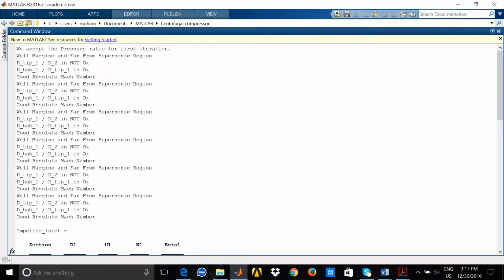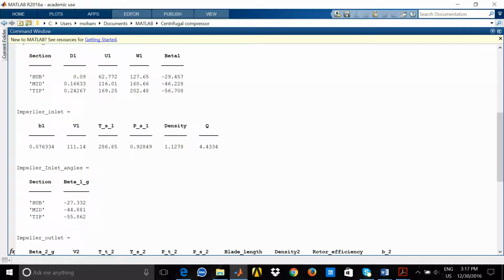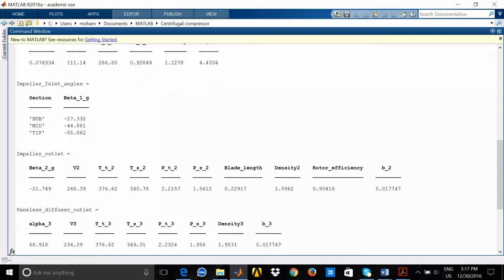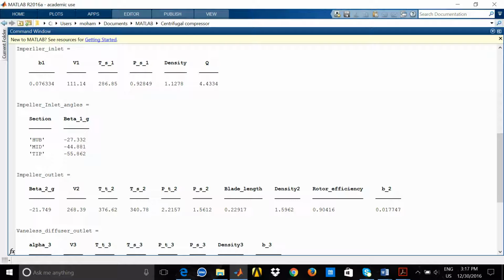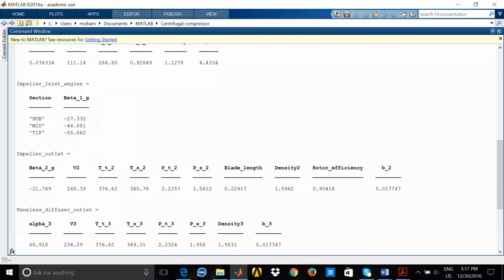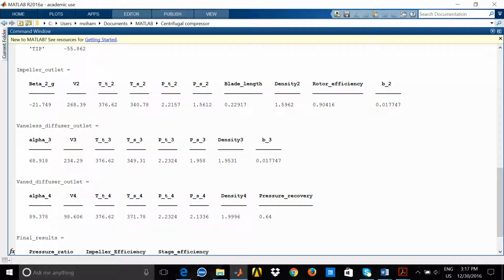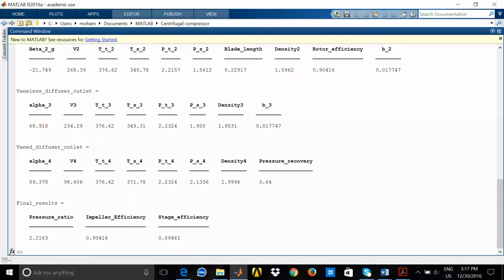Okay, here is everything that is calculated. This is the hub, mid and tip, considering three sections at the impeller inlet: volumetric flow rate, density, static temperature, static pressure. This is the blade angle, impeller outlet, vaneless diffuser outlet, vane diffuser outlet, and here are the final results. The pressure ratio is 2.21, with impeller efficiency 0.90 and stage efficiency 0.89.